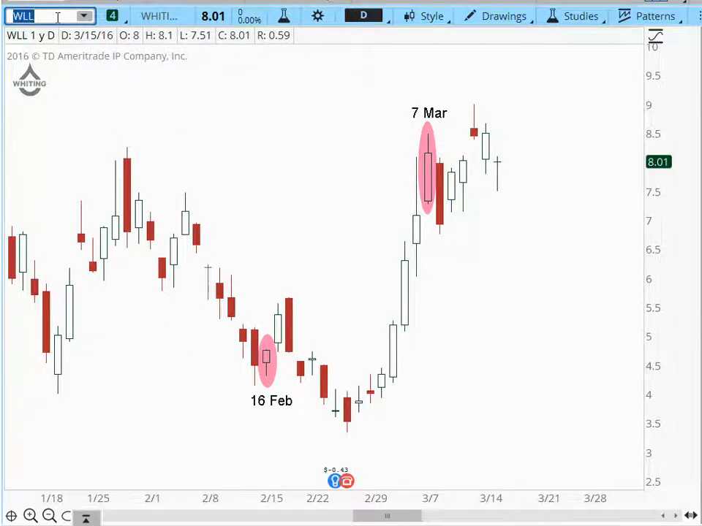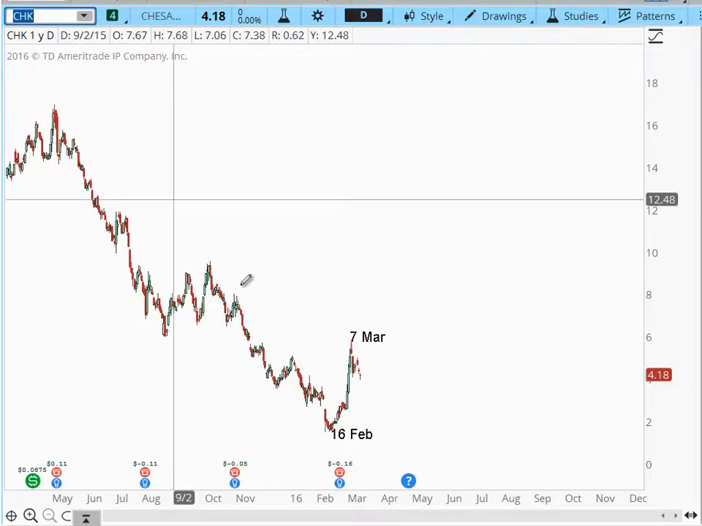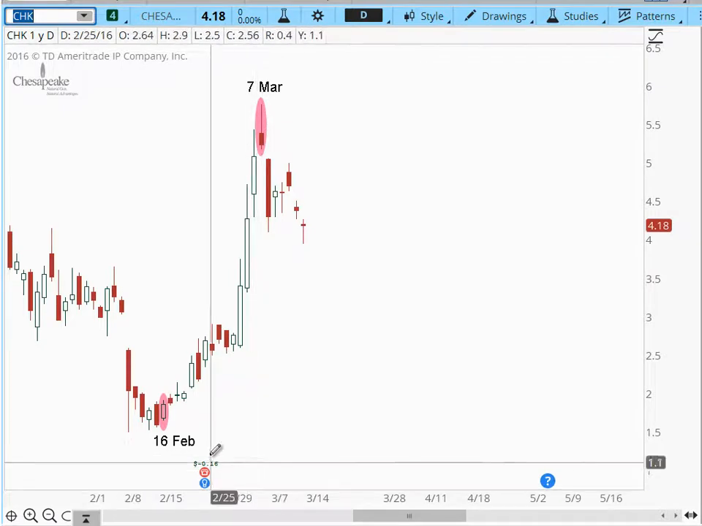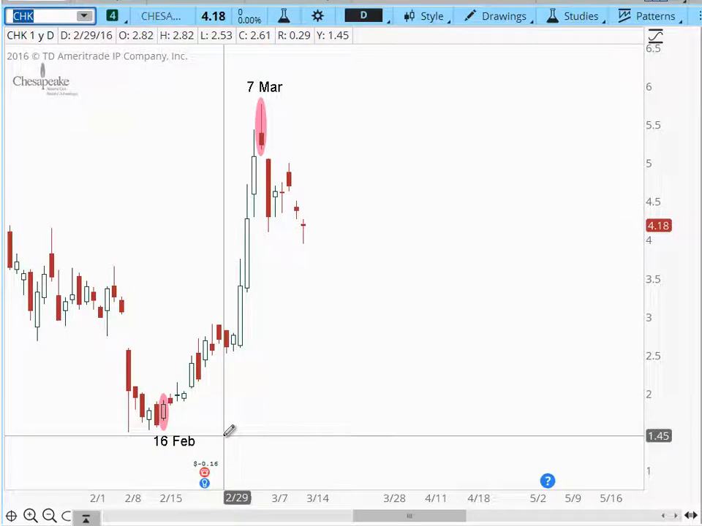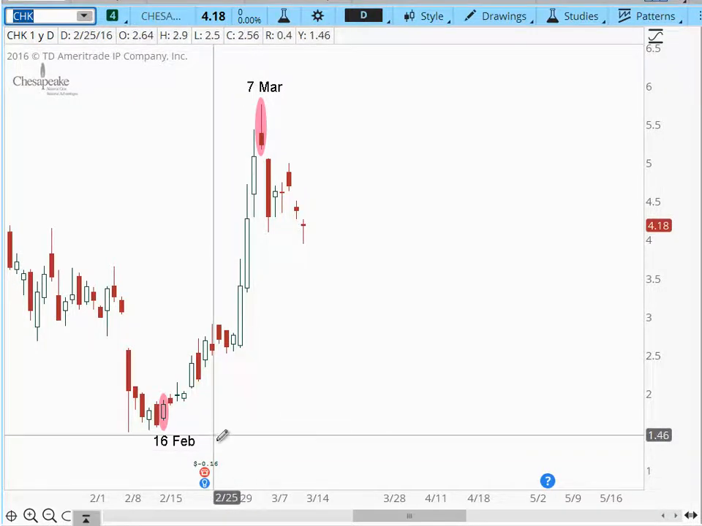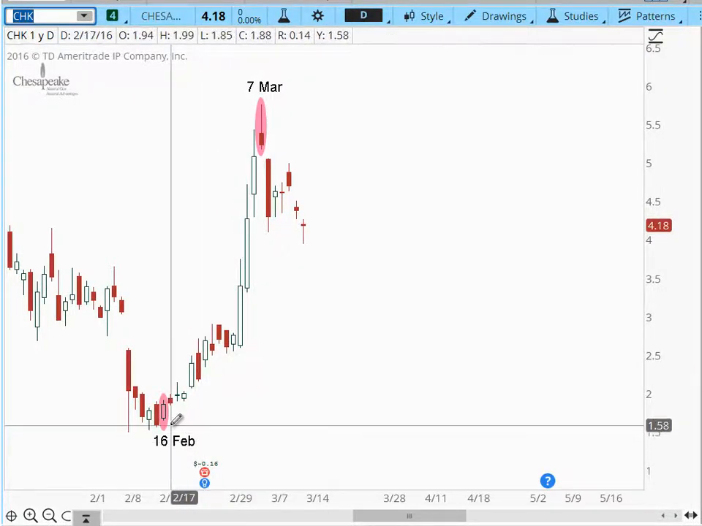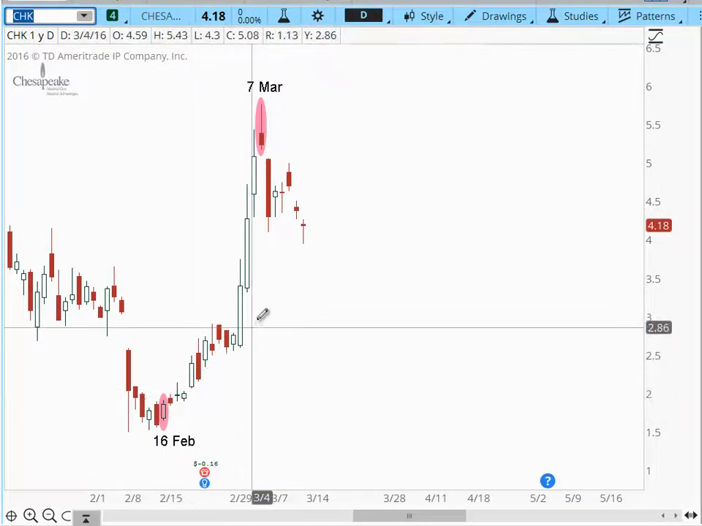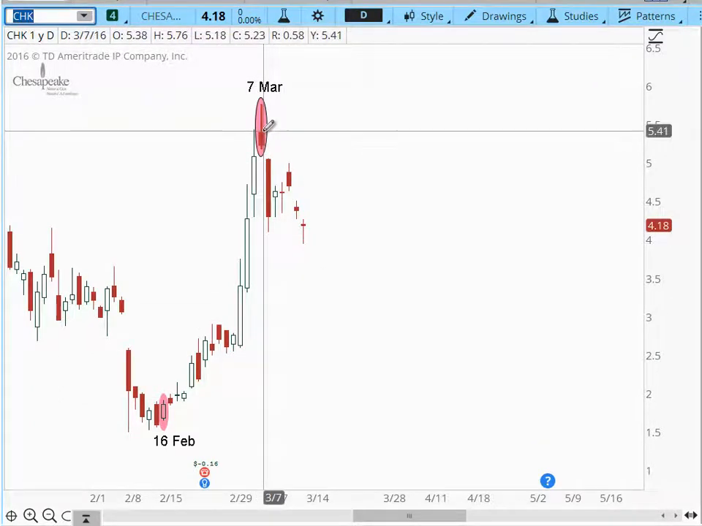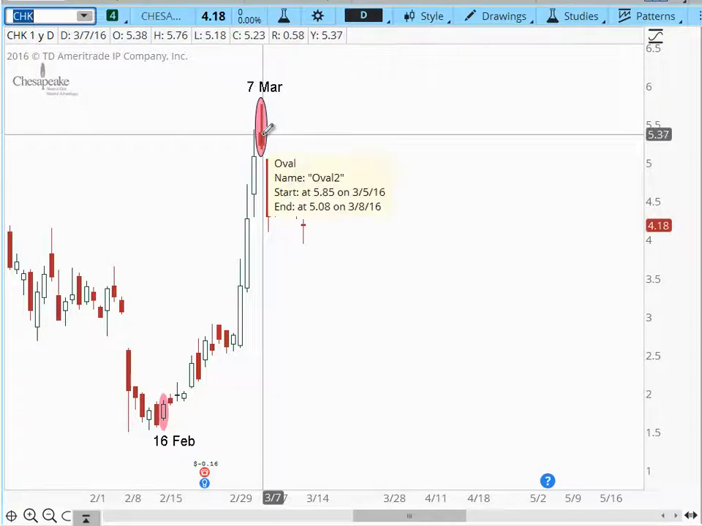The next one, let's take a look. CHK. I entered the position on 16 Feb itself, as I've entered a group of oil stocks on that day. So this is also one of them. On 16 February, I've entered at around 160 to 170, and on the 7th March, I've exited at around $5. So in this position, it's gone up about 3 times. And I've recovered my capital on this day as well.